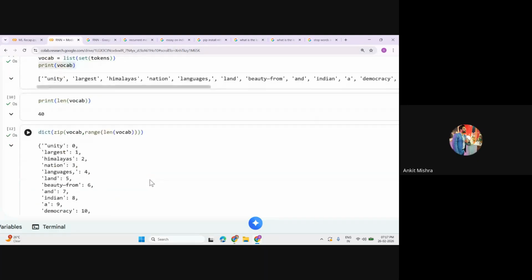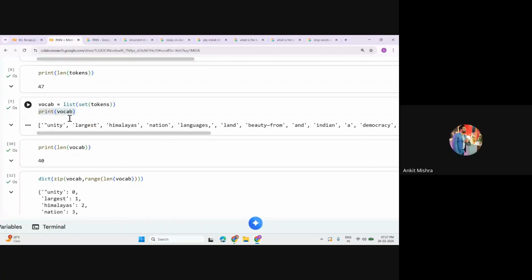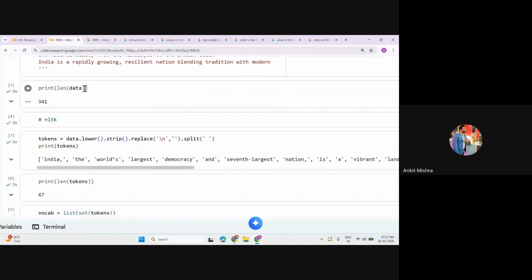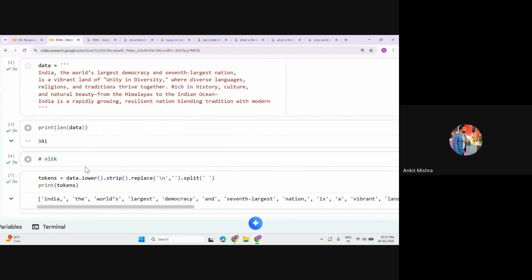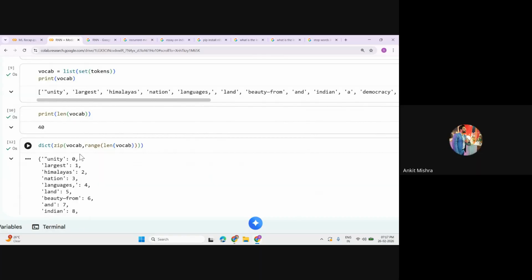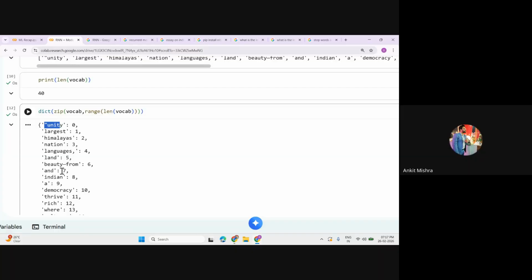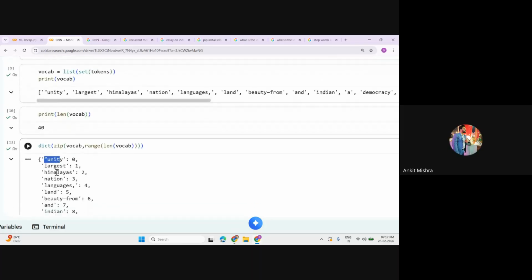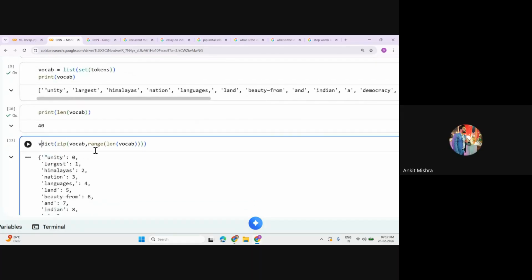So now you can give embeddings to your data set. Right now you're not treating your data in textual format. You are treating your textual data in integer, or numerical, format. So you're saying, I'll pick unity as 0, largest as 1, Himalayas as 2, nation as 3, languages as 4, land as 5, beauty form as 6, right? And Indian as 8, 9, 10. And these are the unique vocabularies you now have. So can I say this is a vocab index? Let's simply call it a vocab index.